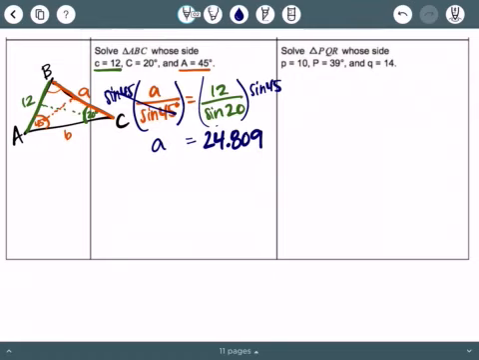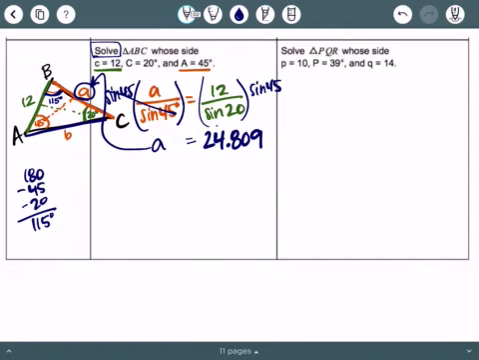So once I know what my a is, that would go there. Once I know what my a is, I can also figure out what B is, because solve means to find all the pieces. So B here would be 180 minus 45 minus 20, because it's a triangle. So that would be 115 degrees, and that would be right here, 115 degrees. From there, I can find my side b and move on. Thanks, guys.